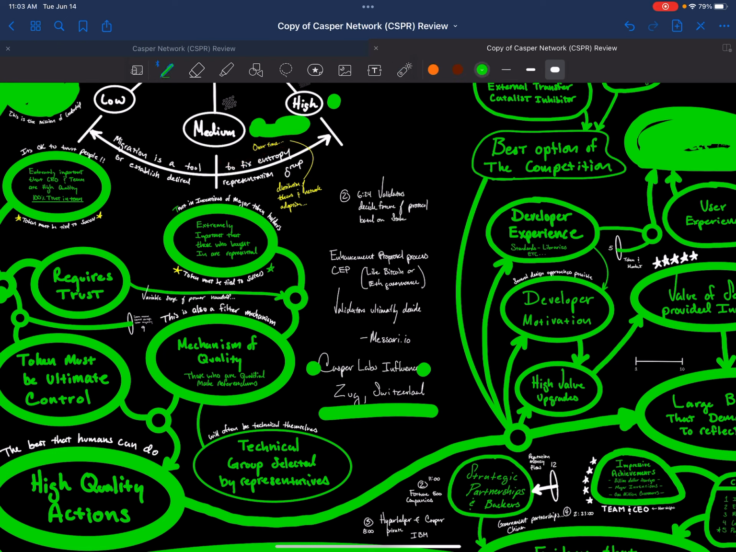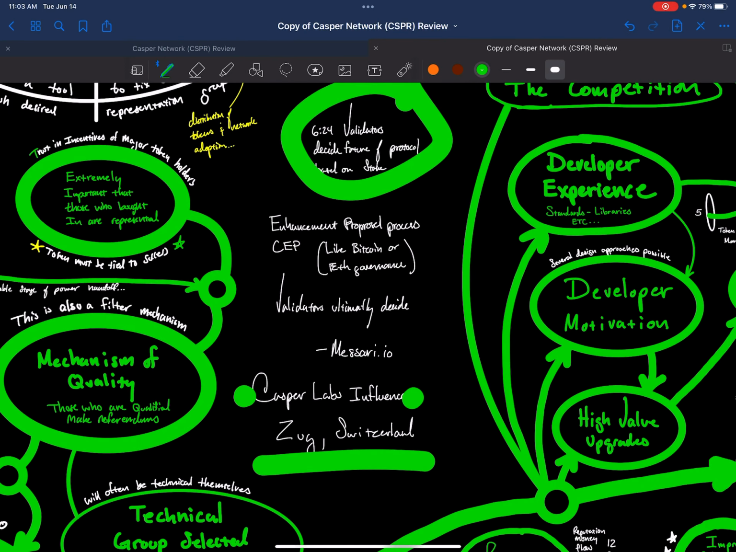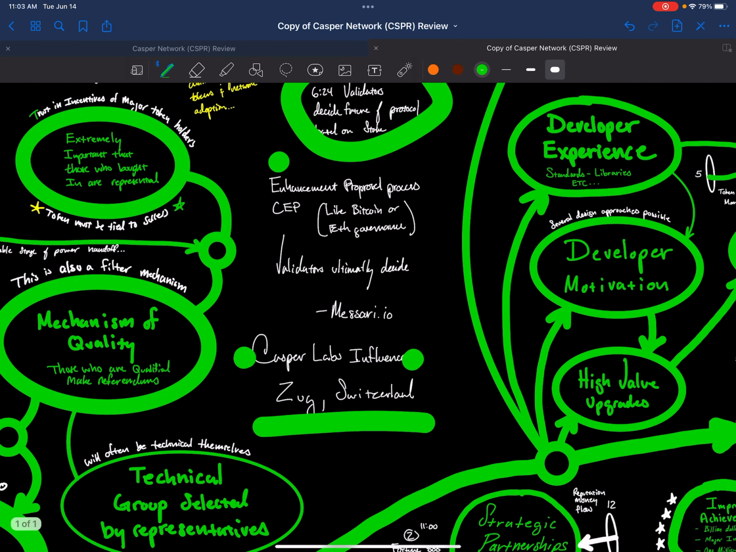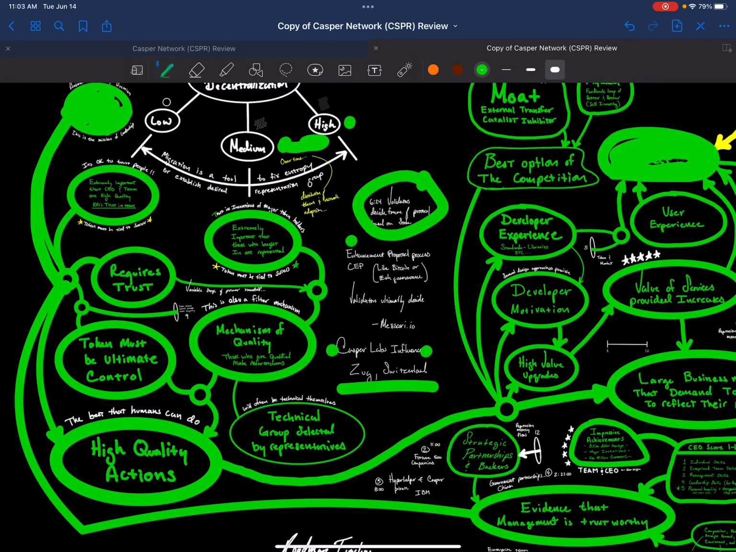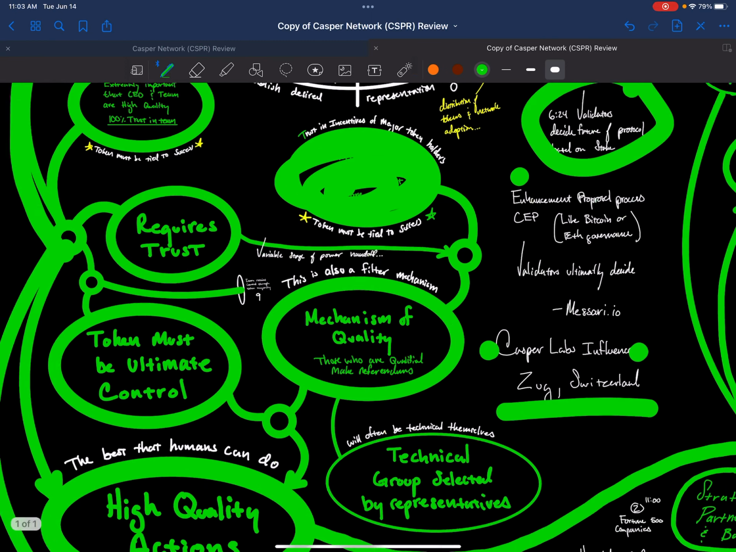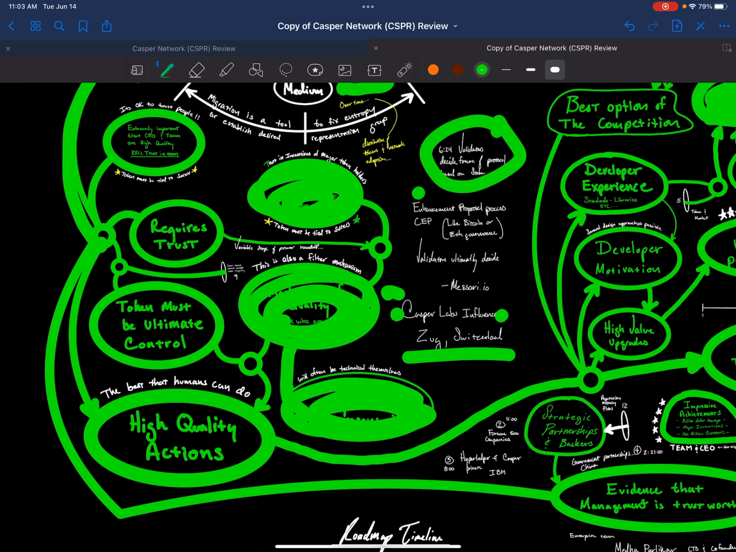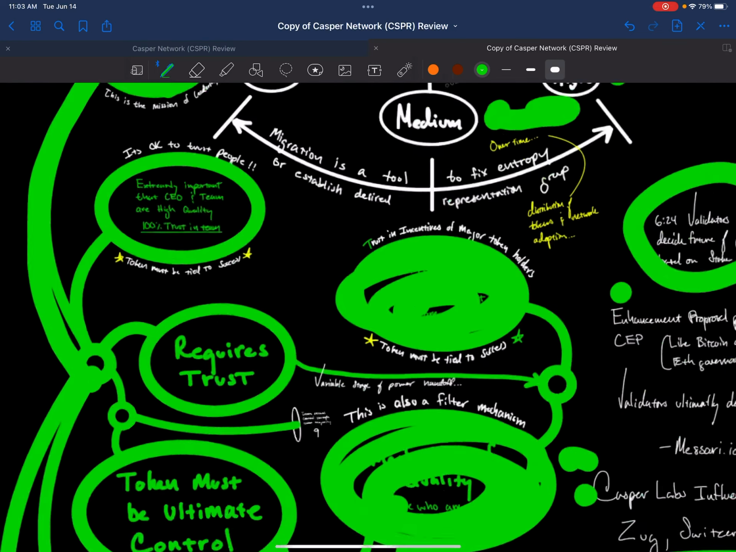Proof of stake can become decentralized as the tokens spread out. Validators decide the future of the protocol. Enhancement proposal process is CEP, like Bitcoin or Ethereum's governance. Validators ultimately decide. So because it's proof of stake, the token holders are in more control than Ethereum and Bitcoin as of right now. So it is extremely important that those who bought in are represented. That is the case because of the proof of stake model. Mechanism quality, Casper Labs being big holders is mechanism quality. Technical group, all these people, the validators are the ones to decide the network. So all of these things, I think it's a good governance design.